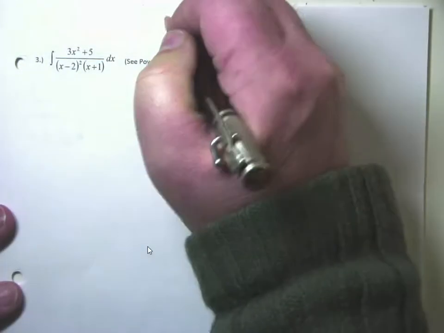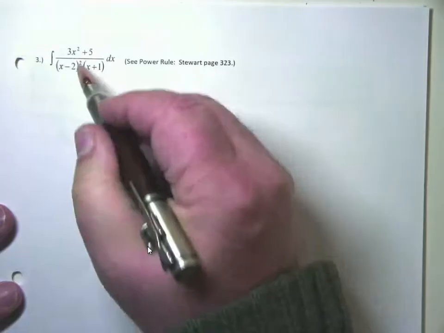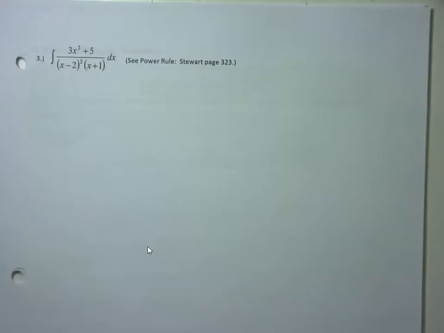If you've got some big fraction, and you notice, first off, this is a classic fraction. Look at this problem. It's the integral of 3x squared plus 5 divided by x minus 2 squared times x plus 1. You will notice that is a proper fraction.